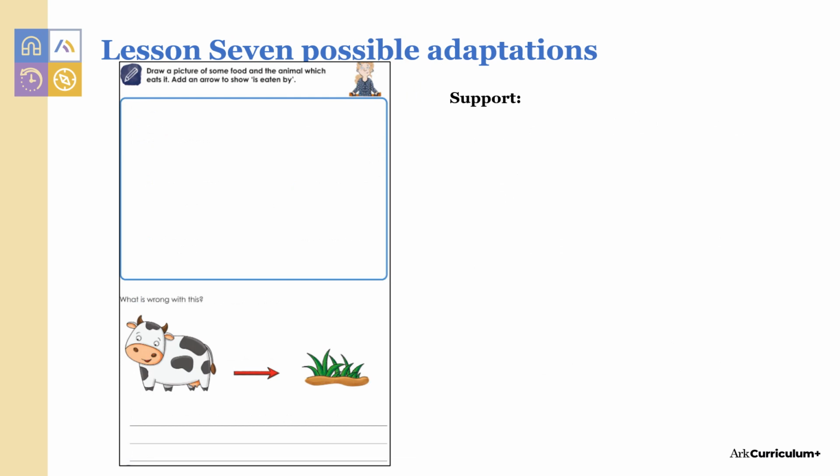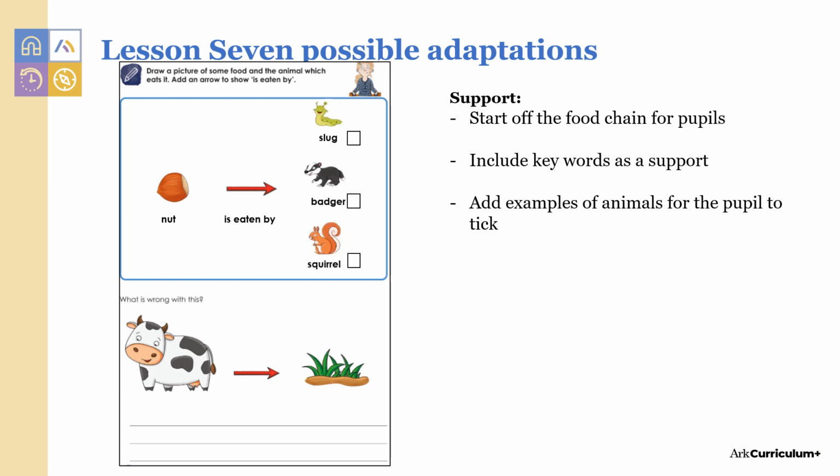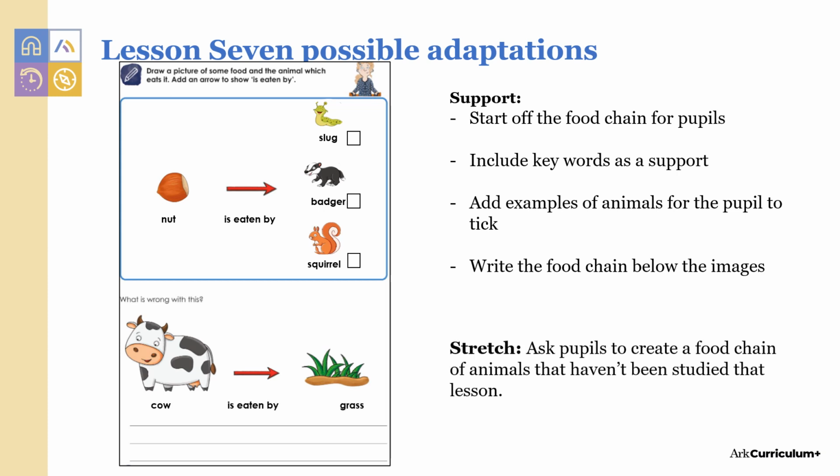In Lesson 7, pupils need to draw a picture of food and the animal which eats it. Then they need to add an arrow to show is eaten by. Support pupils by starting off the food chain. Include keywords as a support. Add examples of animals for pupils to tick. Write a food chain below the images, and stretch pupils by asking them to create a food chain of animals that haven't been studied that lesson.